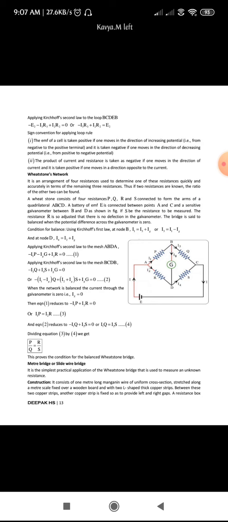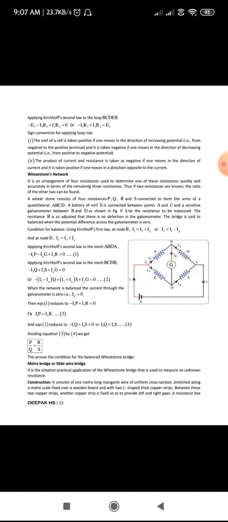We will move to the next topic, that is meter bridge or slide wire bridge. So coming to what we mean by this meter bridge, I'll just read out that it is the simplest practical application of the Wheatstone bridge that is used to measure an unknown resistance. As I said, you have an experiment to find the resistivity of a wire. To find the resistance of the wire, you are going to make use of the apparatus called meter bridge, or we call that one slide wire bridge.